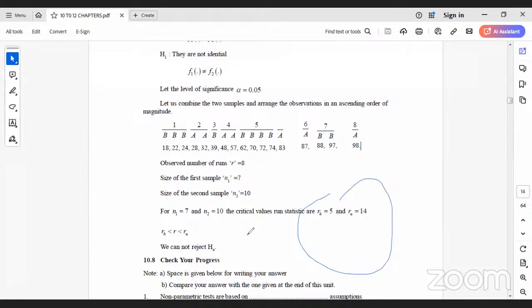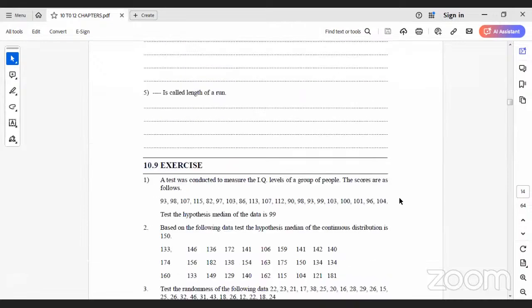R_L is less than R, which is less than R_U. So we cannot reject H0. This is the condition of this one. Clear? Clear, sir.